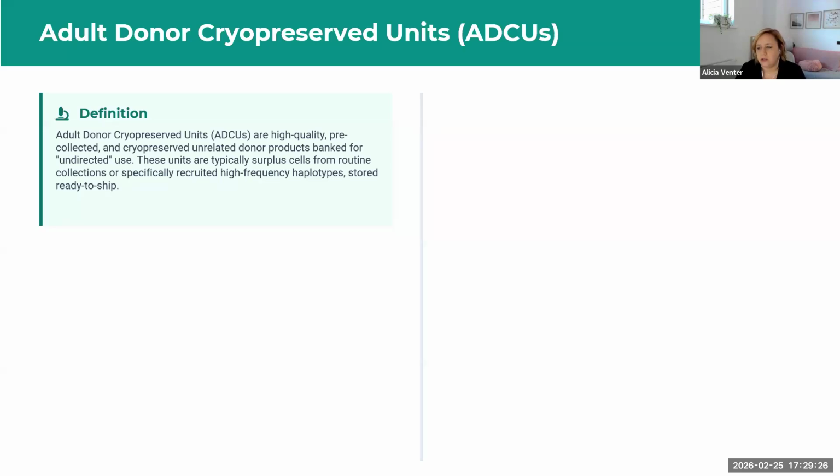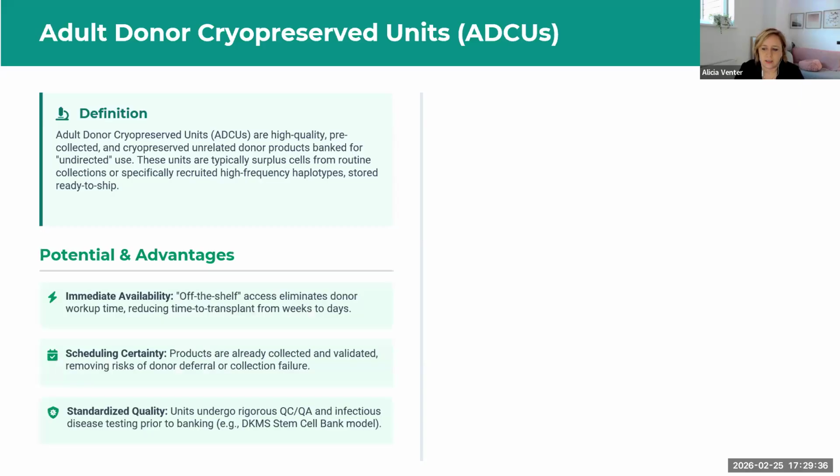These units are typically surplus cells from routine collections or specifically recruited high-frequency haplotypes stored, ready to be shipped. The benefits are that they are immediately available. This is an off-the-shelf product. By the time you see it on a search list, this product is already ready.